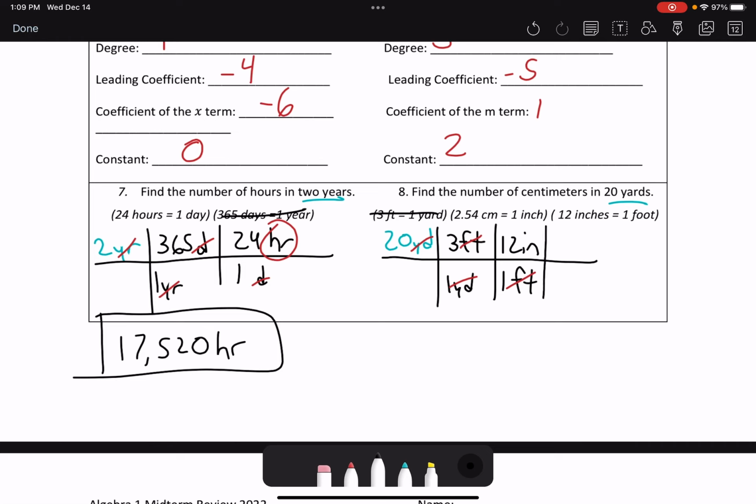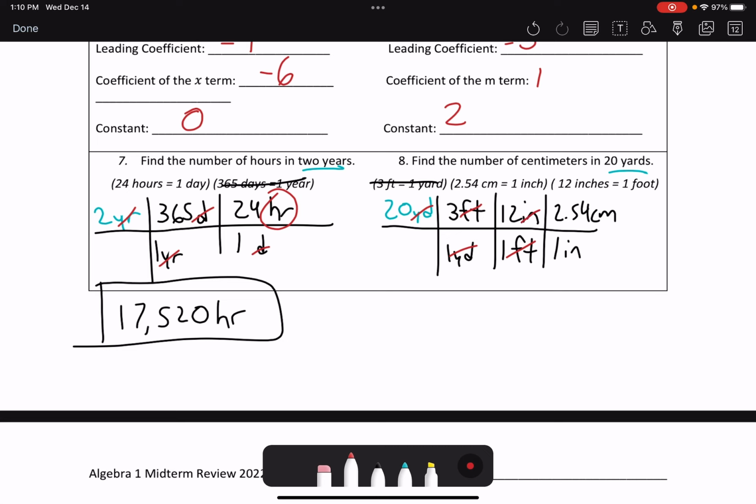But now I need to convert from inches to centimeters. So I know that 1 inch is 2.54 centimeters. So I've now canceled out my other units and I'm left in centimeters. My numerator again is 20 times 3 times 12 times 2.54. My denominator in this case is 1 times 1 times 1. So I'm left with approximately, or exactly, 1,828.8 centimeters. So therefore 20 yards is equivalent to 1,828.8 centimeters.